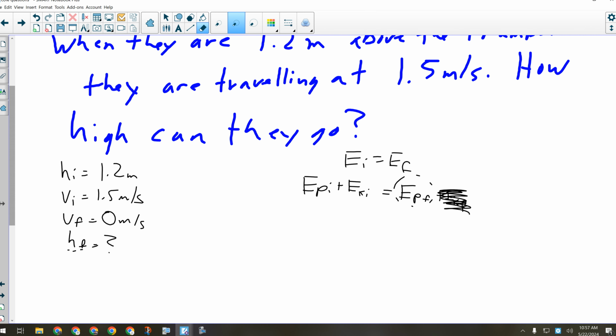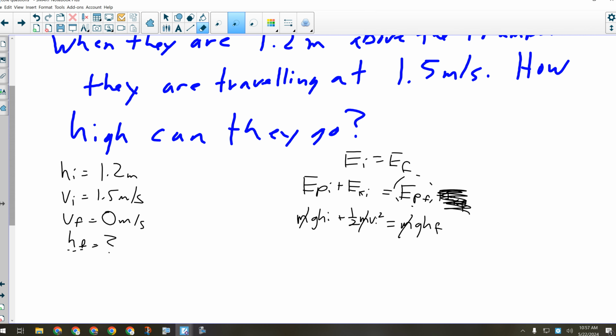So, hey, bonus, I don't have to move very much. That thing's already isolated, so I don't have to do any adding or subtracting. I can go straight to plugging in my formulas. So M times G times H initial plus 1/2 M V initial squared equals M times G times H final. I was never told the mass of the trampoline jumper, so I'm going to cancel it out, or put in any number I want.